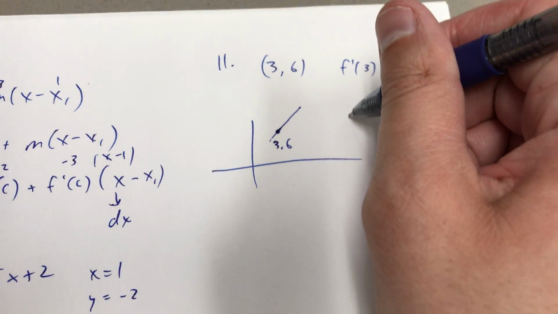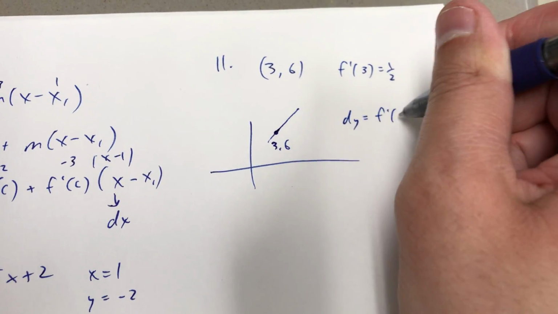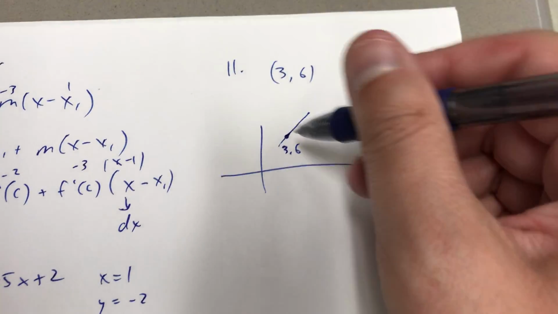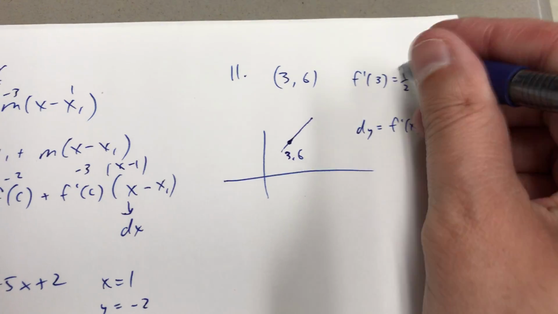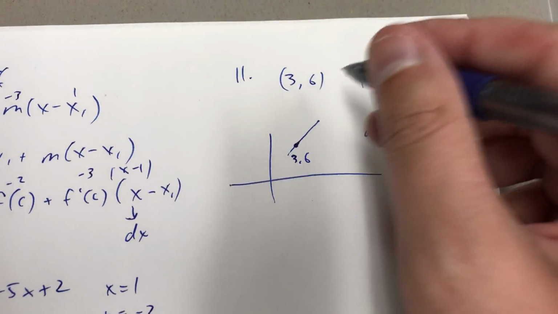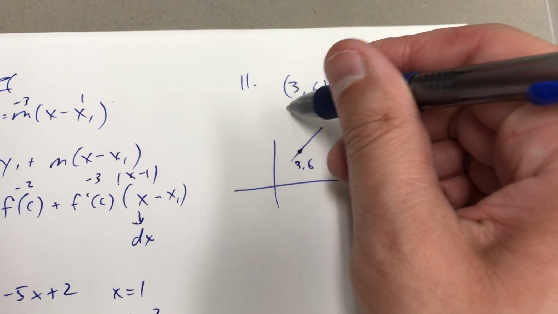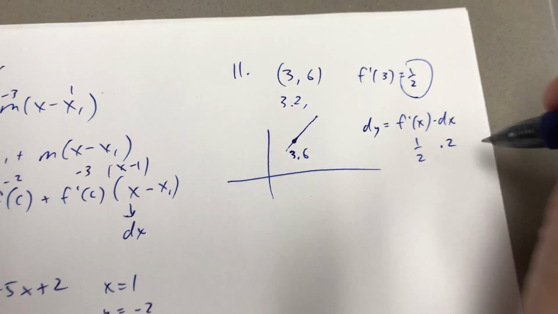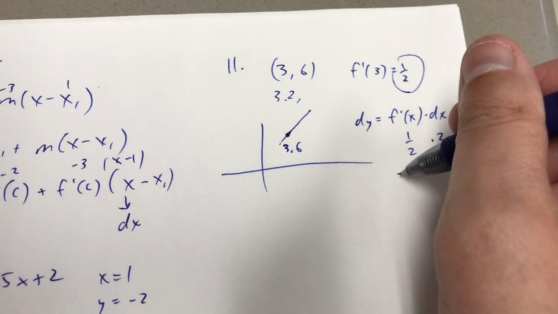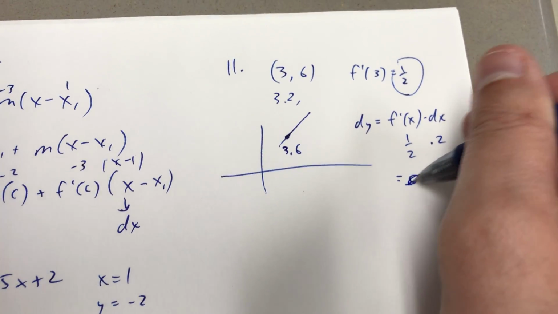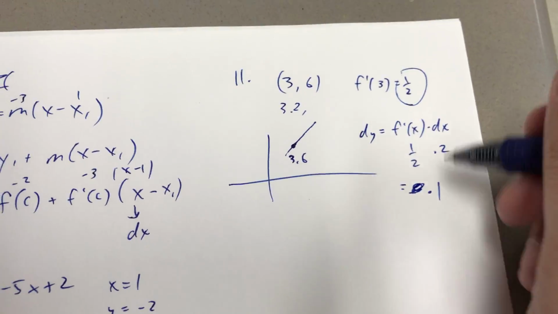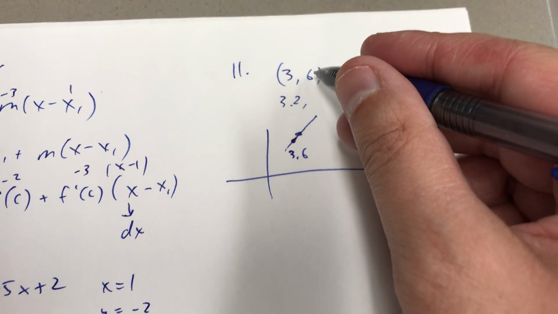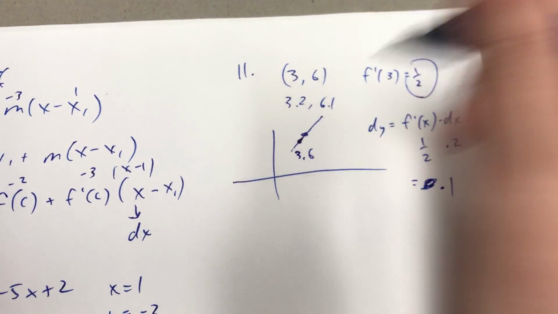And remember, we've got this idea that the change in y is equal to the slope times the change in x. The slope is the derivative, in this case the derivative at 3. So the derivative at 3 is 1/2. The change in x, we're starting at 3, we want to estimate 3.2, so our change in x is going to be 0.2. Half of 0.2 gives us an estimated change of 0.1. So we expect our function to go up by 0.1 from that point to the next. So the function was at 6, it's going to go to 6.1.